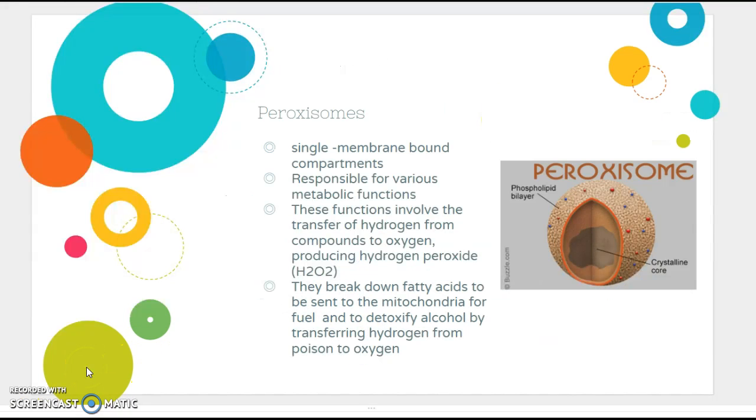Our next organelle is called the peroxisomes. It has a single membrane, so you can see that in the picture over here. It performs various functions. So one of these functions involves transferring hydrogen from other compounds to oxygen and producing hydrogen peroxide. It can also break down fatty acids that are then sent to the mitochondria for fuel. And they can detoxify alcohol by transferring hydrogen from poison to oxygen.